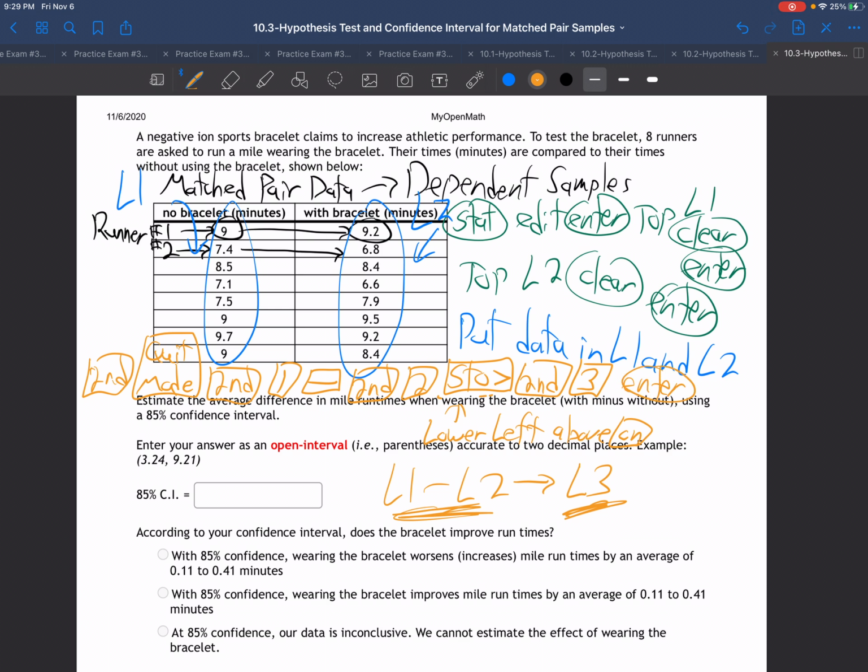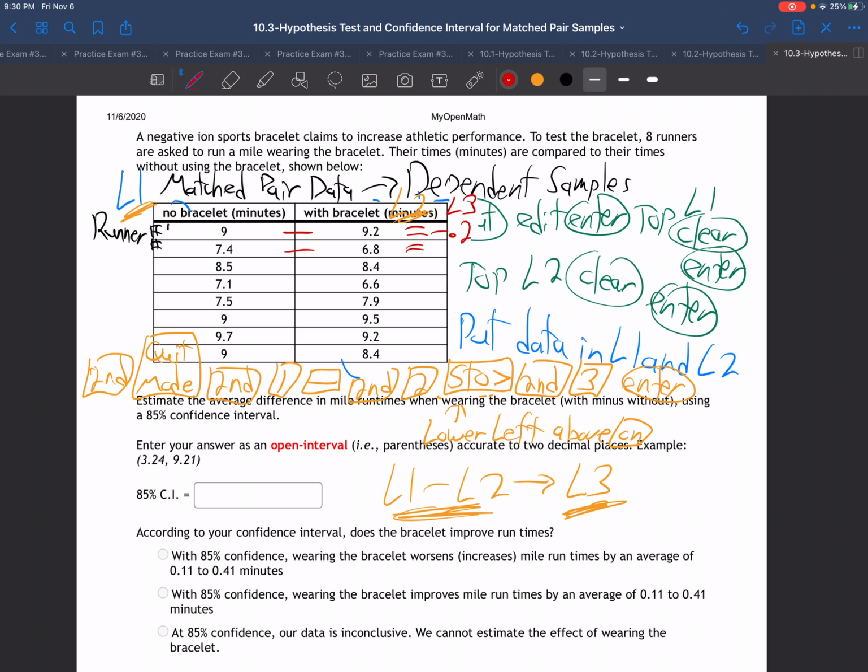Enter. And what we just did by doing that bunch of buttons right there is we just subtracted L1 minus L2 all the way down. Let me write it right here. These are the L1s, these are the L2s. So we just went like this: 9 minus 9.2, which equals negative 0.2. And we put this into L3.